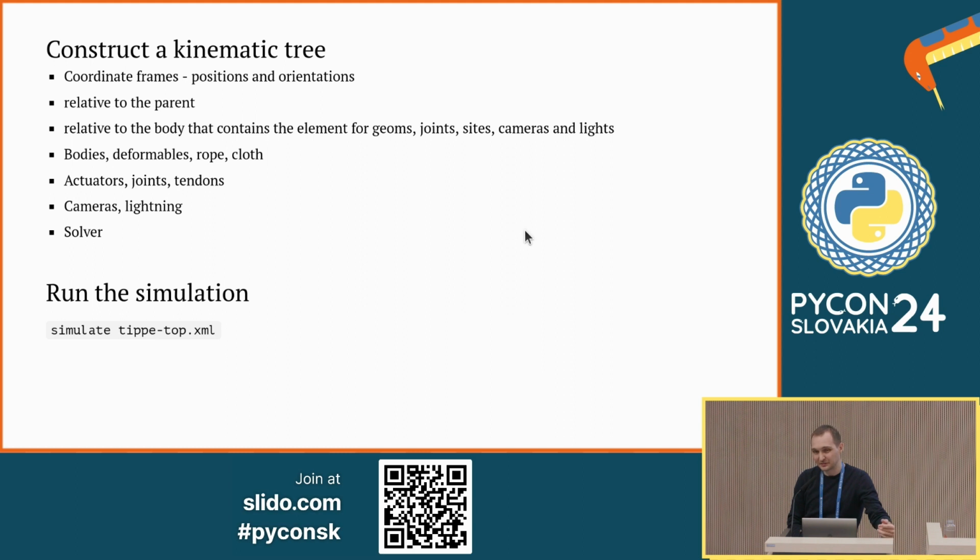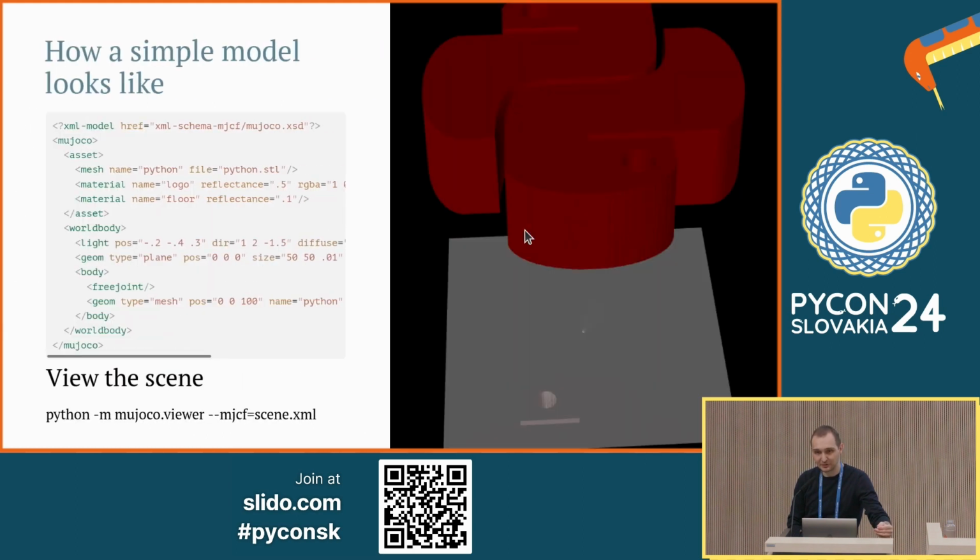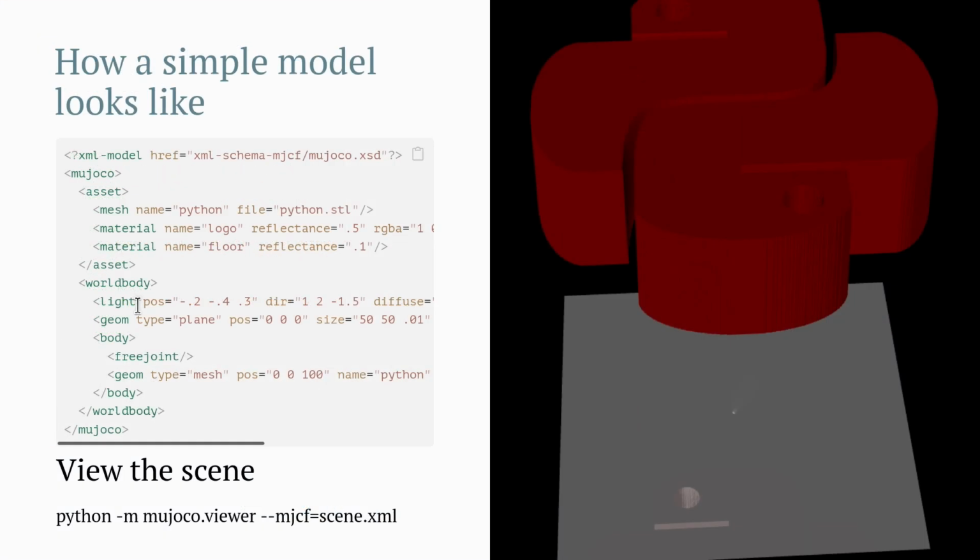To simulate things, you can run, again, the scene, which you define in XML, and it looks pretty much like this. So this is a simple object that is defined in this XML format. There's a root called MuJoCo, and you define some assets, some bodies, and things that move around. For example, if you have this Python logo, which is free falling, you define it as a free joint. So there's this concept of body here.